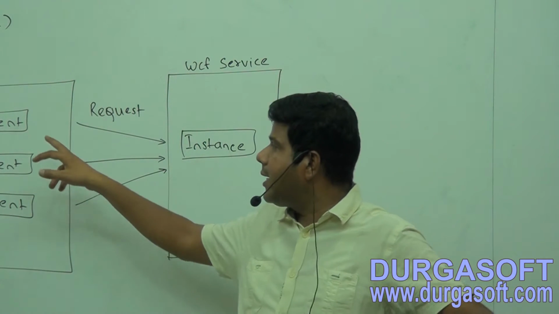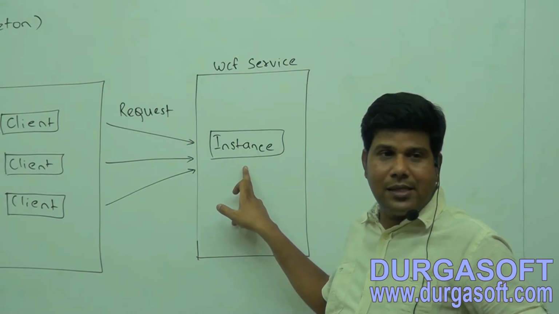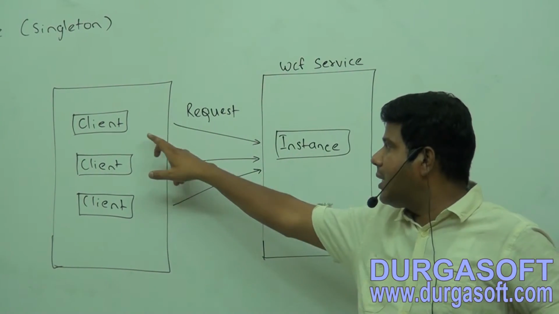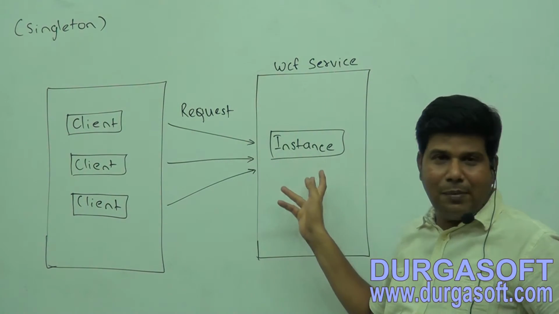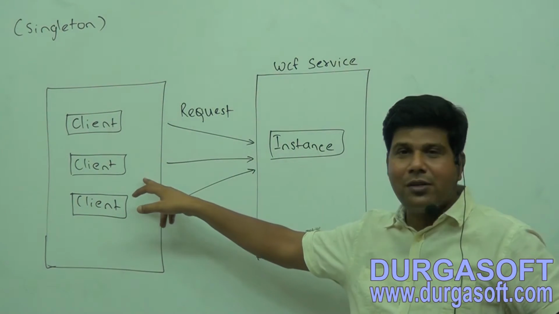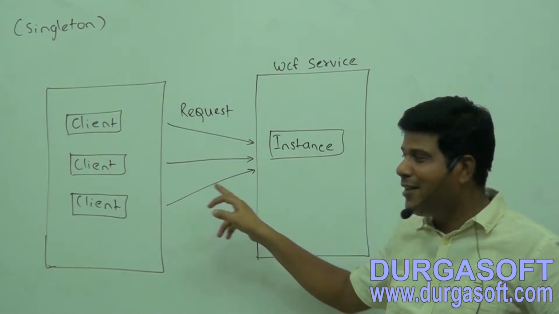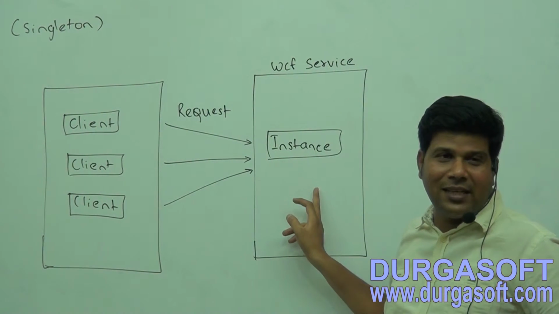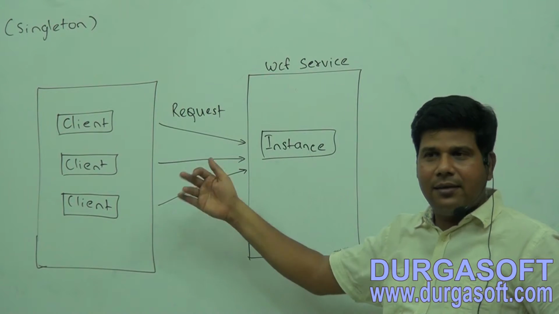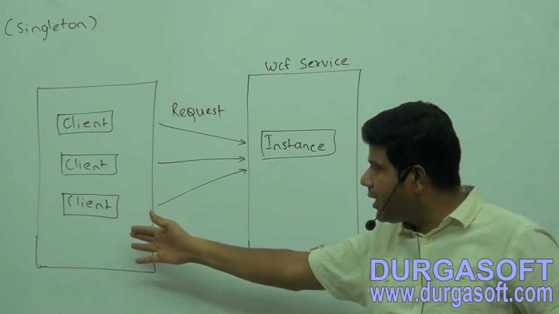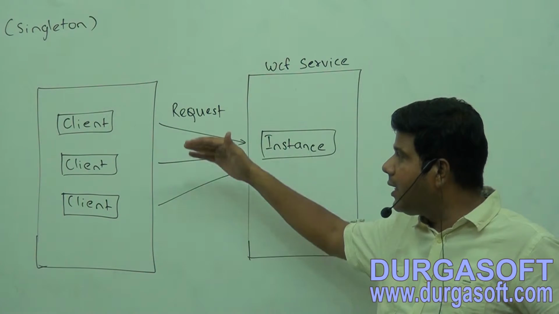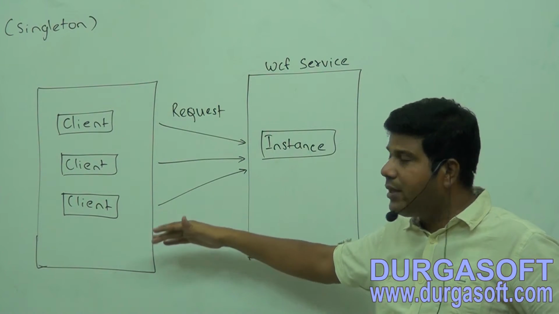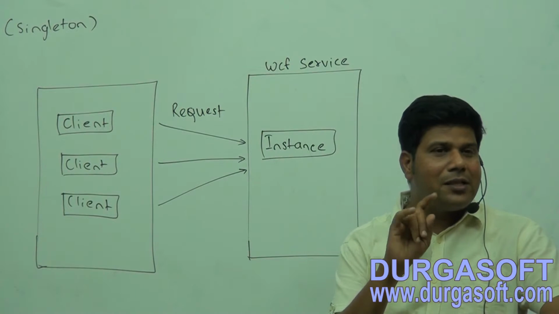If this client sends the first request, the instance is created. For the second request, the same instance will be used. For the third request, the same instance. If another user also wants to access, this user will also send a request, and the instance will be used. With a third client accessing, for all 3 clients only one instance will be used.